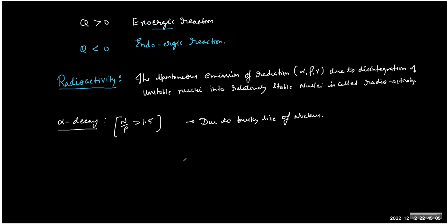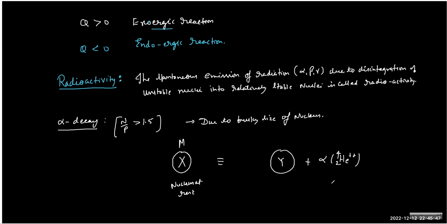So let's say we have a nucleus at rest, and the mass of this nucleus is called capital M. It will emit an alpha. Once it emits the alpha, X will become Y plus alpha. Alpha means a helium nucleus, right? He++. Anyway, the question is, in the process of alpha decay, can we have some Q value?